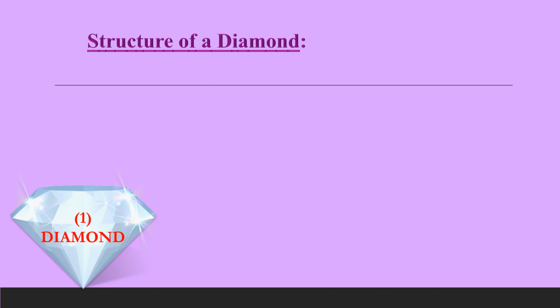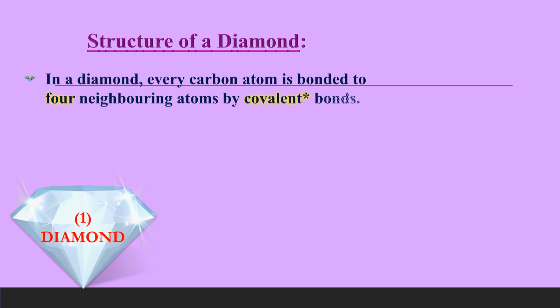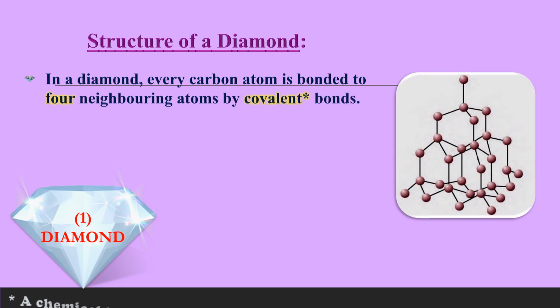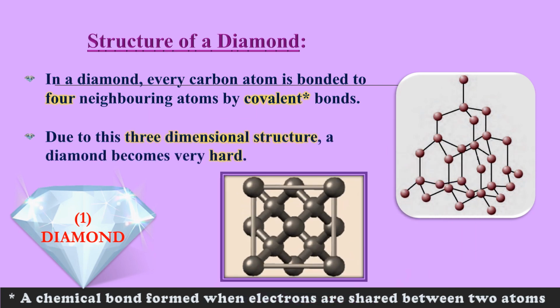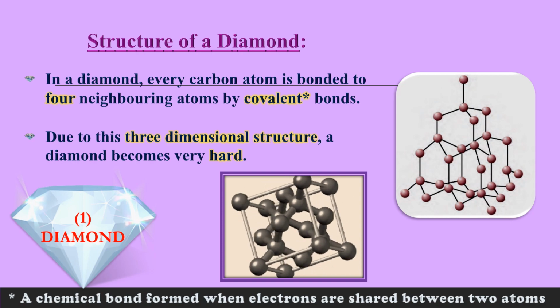Structure of a diamond, which is the first crystalline allotrope of carbon. In a diamond, every carbon atom is bonded or joined to four neighboring atoms by covalent bonds. These black lines which you see joining the carbon atoms symbolize covalent bonds. And covalent bonds means chemical bonds formed when electrons of the atoms are shared. Now, due to this three-dimensional structure which is formed, the diamond becomes very hard.